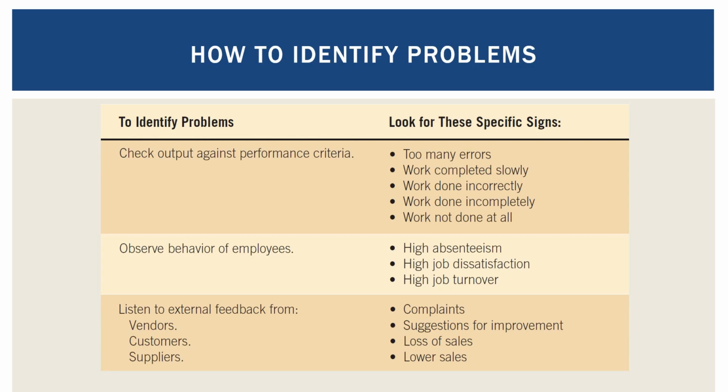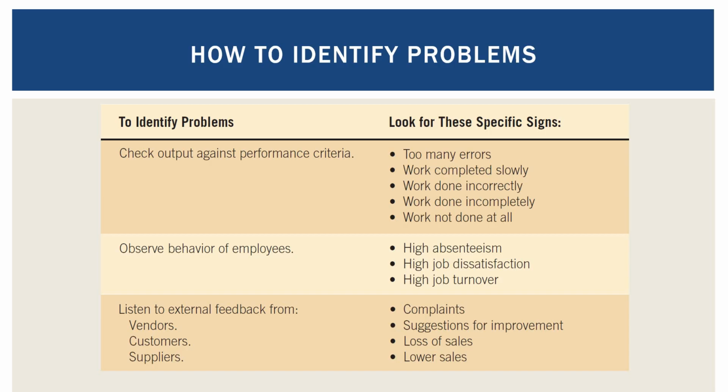Then how do we identify problems in an organization? To identify a project, we check against performance criteria. Right? What do we look for? What are the signs that we're looking at? If we're having a system that has too many errors, of course there might be a problem with that system. If work is completed slowly, there might be a problem. Work done incorrectly, work done incompletely, work not done at all. I think most of you agree with me. I don't know if this case has already improved. I used to go to the Registrar General. I don't know, it would take you something like 2 to 3 hours just to print a copy of a death certificate or birth certificate.